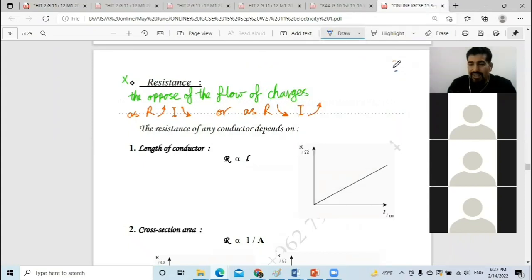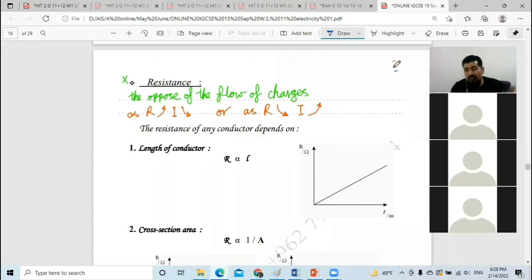And the resistance of any wire, we are talking about wires here. The resistance of any wire depends on several factors. What are these factors? Number one, the length of the wire. For example, if I want to turn on the television here, I will not connect a wire from the next building. Why? Because whenever the wire is longer, that means it will have greater resistance.